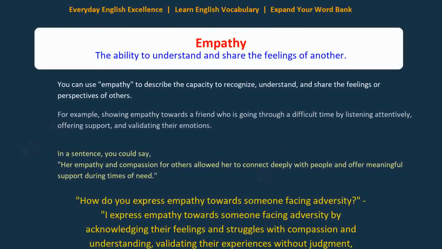How do you express empathy towards someone facing adversity? I express empathy towards someone facing adversity by acknowledging their feelings and struggles with compassion and understanding, validating their experiences without judgment, offering emotional support and reassurance, and helping them feel heard, valued, and supported in their journey, which empowers them to navigate challenges with resilience, courage, and hope.